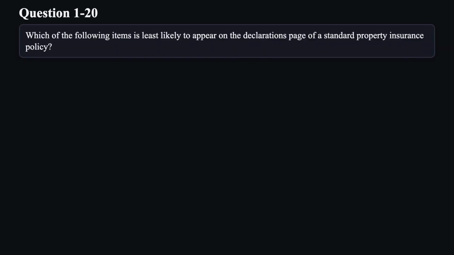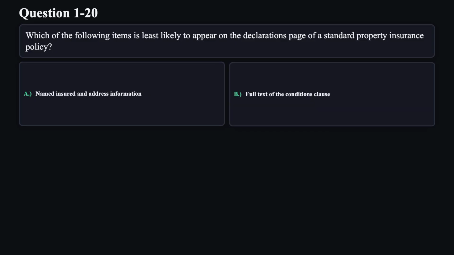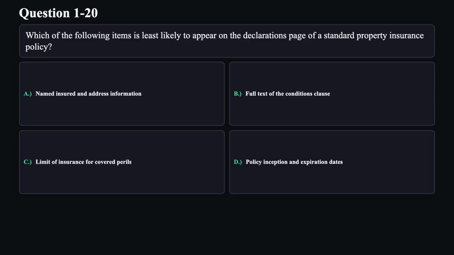Question 20. Which of the following items is least likely to appear on the declarations page of a standard property insurance policy? A. Named insured and address information. B. Full text of the conditions clauses. C. Limit of insurance for covered perils. D. Policy inception and expiration dates.